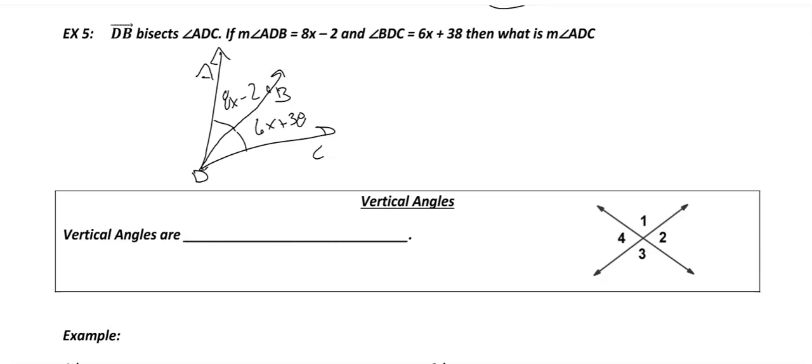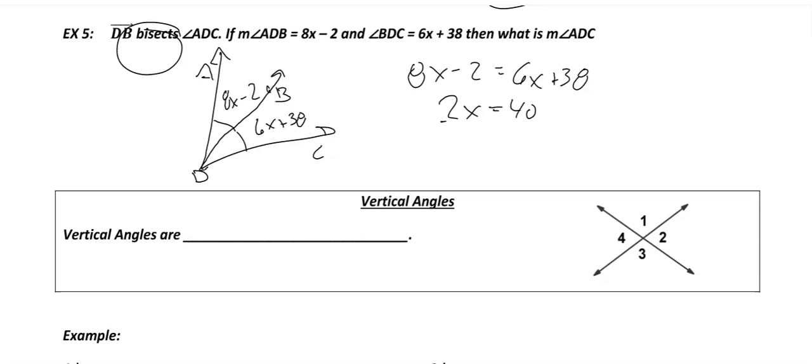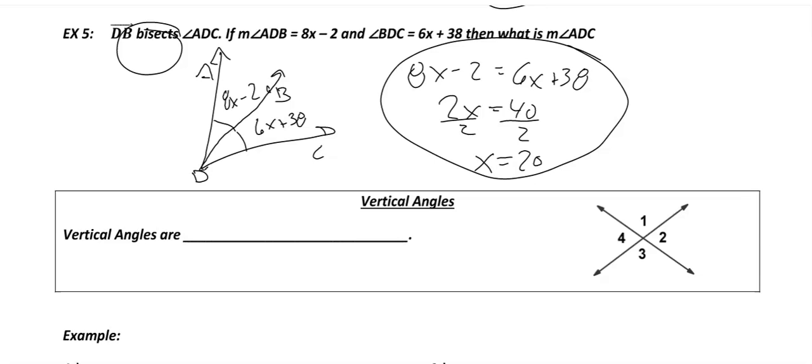Okay, now we have to ask, are we adding them together and setting equal to the whole, or do we have two congruent things that we can set equal to one another? What does bisect mean? It means that you end up with two congruent angles, meaning those are congruent. So you do know that 8x minus 2 equals 6x plus 38. When I subtract 6x and subtract 6x, I get 2x. When I add 2 and add 2, I get 40. Divide by 2, and you get x equals 20. Notice there is algebra in geometry.